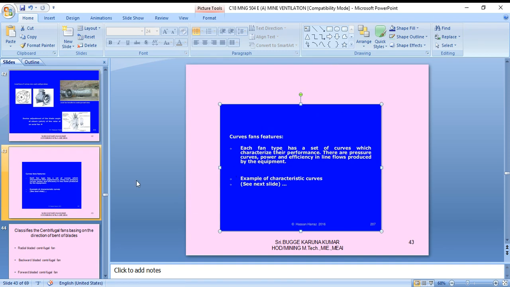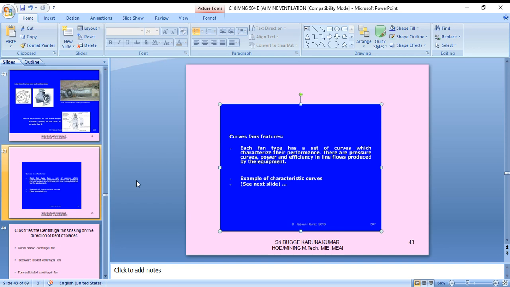Characteristic curves of fans. Each fan type has a set of curves which characterize its performance. There are pressure, power and efficiency in relation to the airflow produced by the equipment. You can see an example. The characteristic curve is very important because the characteristic curves of each fan have their own applications.